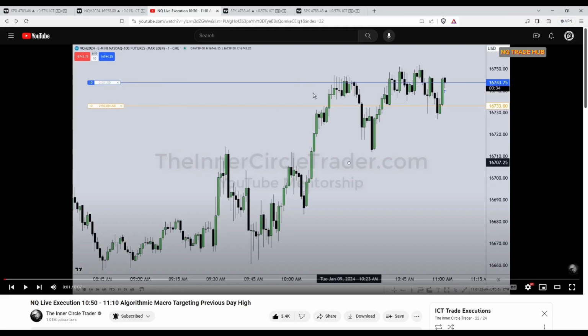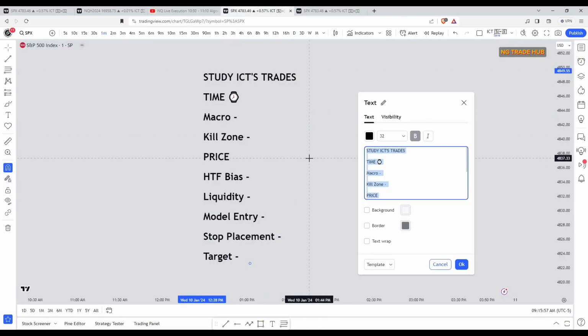So we don't even really have to look at it here. You can see that 11 a.m. That's the macro that he is trading. So this is in the AM session. So the kill zone is the AM session. So you have the AM session, the PM session, and then the lunch session. AM session is from 8:30 to 11 a.m. PM session is from 1:30 to 4 p.m.